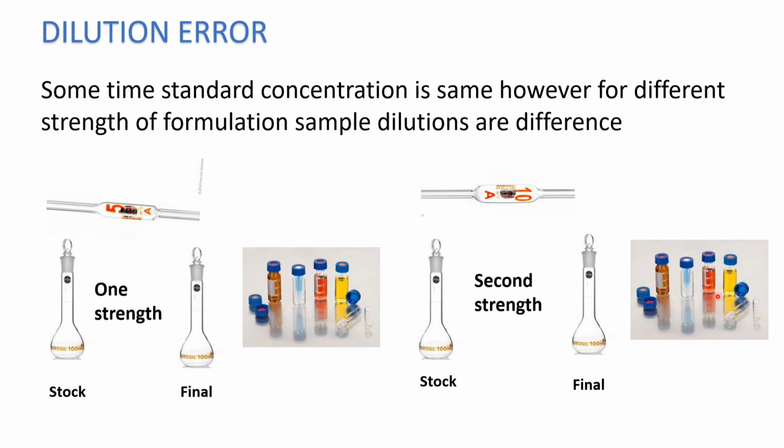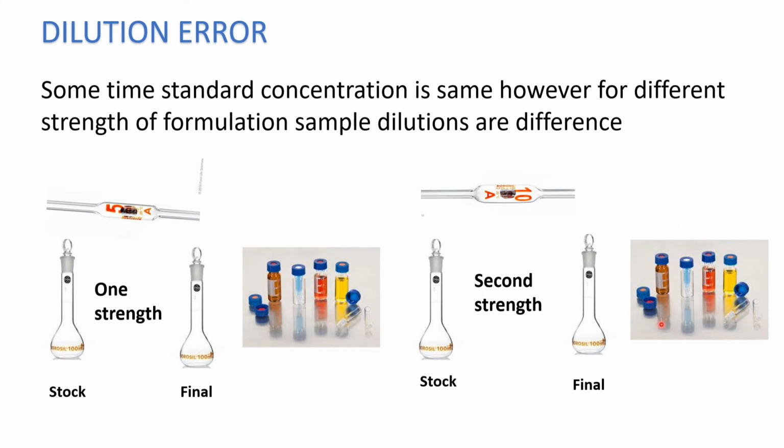This is for HPLC analysis. If it is UV analysis, the same procedure has to be followed. So when you prepare the one strength solutions, you can transfer this final flask near to the UV. After you transfer this final flask near to the UV, then you can start your second strength.